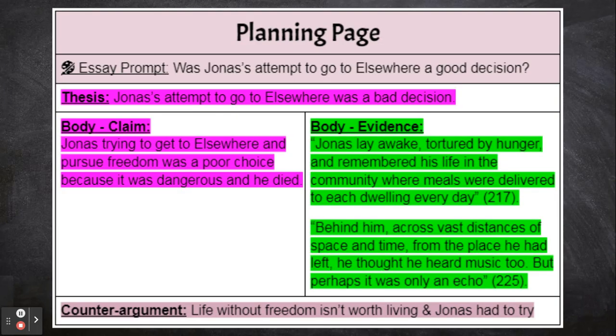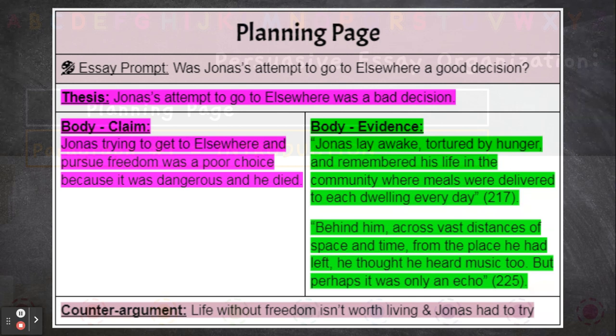Something like this. You just jot down the thesis, what the claim in your body paragraph is going to be, evidence, and a quick counter argument. Notice you do not need to write your rebuttal in the counter argument. And these aren't complete sentences, really, I'm writing. Again, this is just a planning page. It's a quick note catcher for yourself to gather your thoughts before you write. Should take you 5 minutes or less.